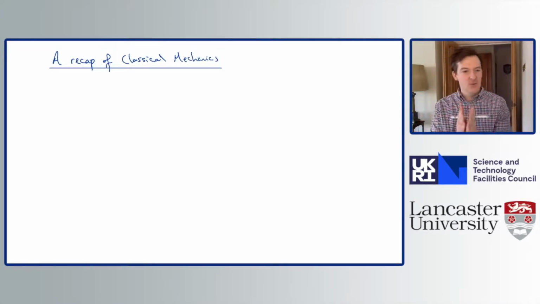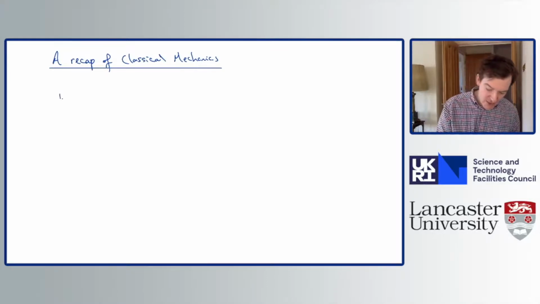So we need to make sure that we review and understand the concepts from classical field theory. So I'm going to first give a recap of classical mechanics and then move on to some of the classical field theory. There are two main things we want to talk about from classical mechanics. The first is Lagrangian mechanics, and the second will be Hamiltonian mechanics.